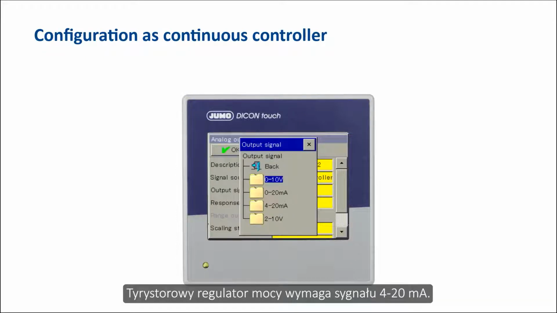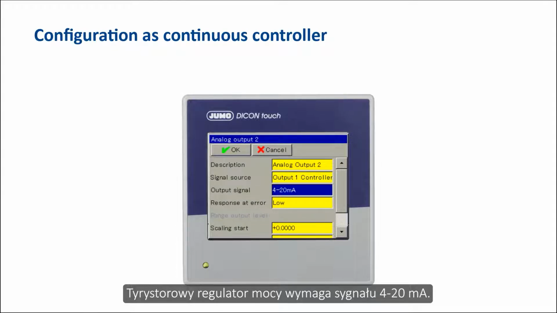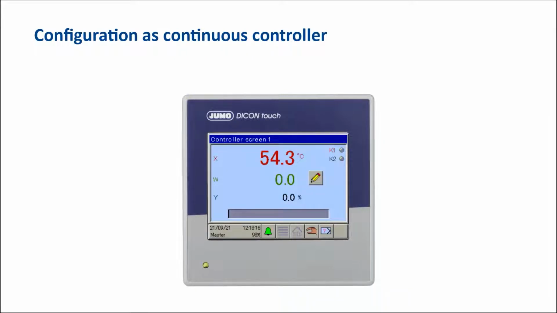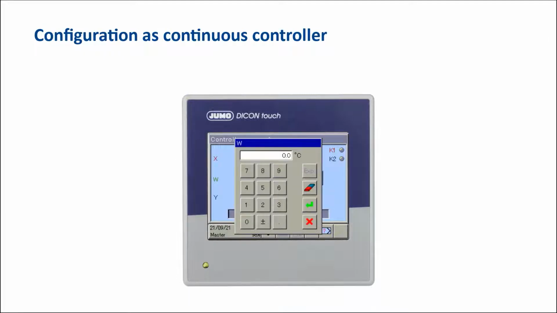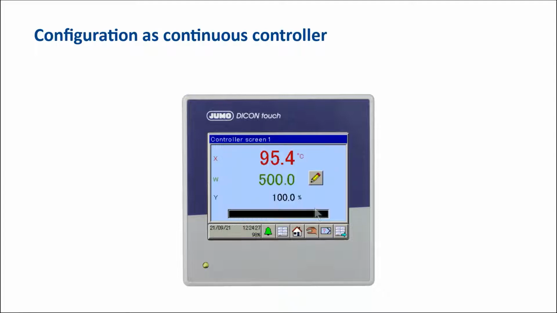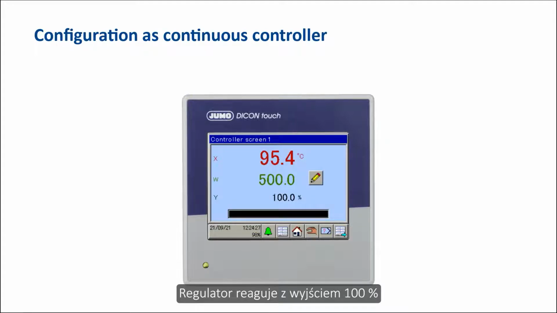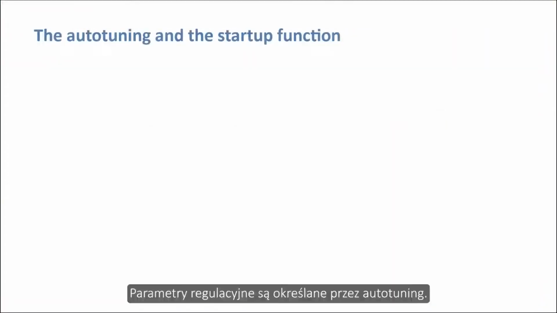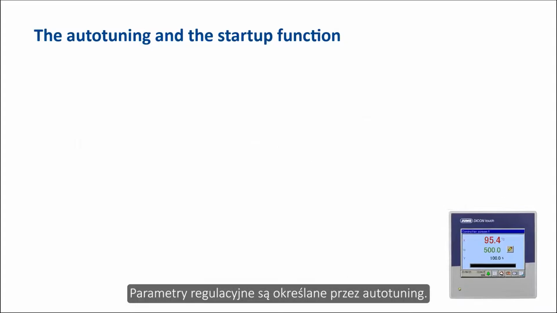The thyristor power controller requires a signal of 4 to 20 mA. The scaling of the output is factory set to 0 to 100%. The 4 to 20 mA are output proportional to 0 to 100%. The controller is ready for use and the setpoint is adjusted. The controller reacts with 100% output and the actual value increases. The control parameters are determined by auto-tuning.